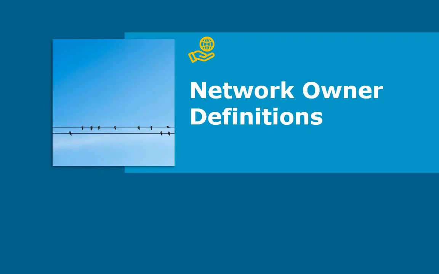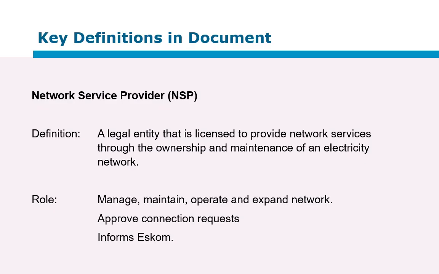Let us start with the network owner definitions. So we have the entity who owns the network, i.e. the network service provider or NSP. The NSP is the legal entity that is licensed to provide network services to customers. The services can only be provided by a well-planned and maintained network, and the NSP needs to take ownership for that. Note that the NSP is an overarching definition and applies to any voltage level.